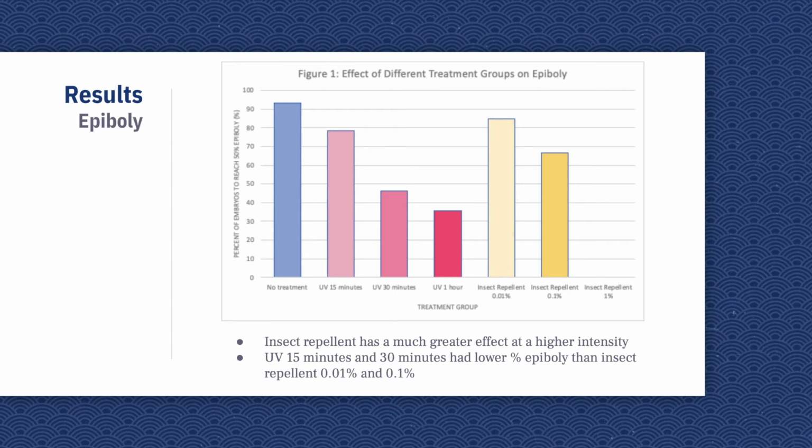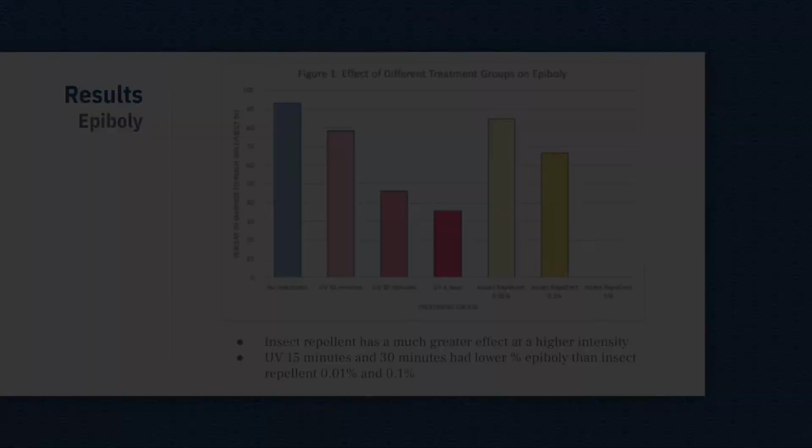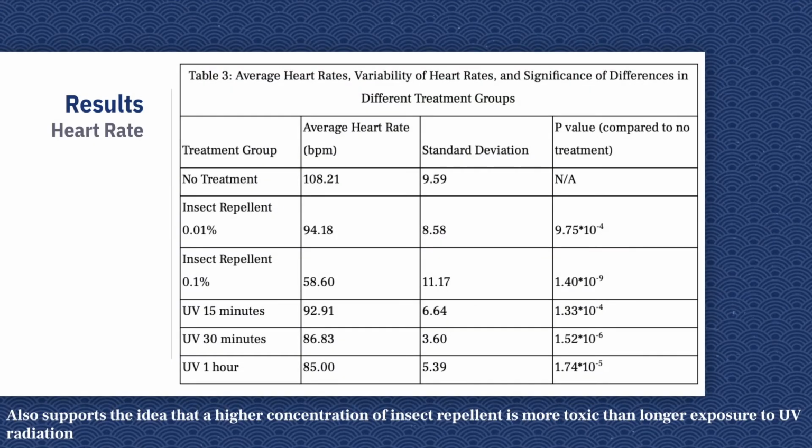Embryos at 0.01% and 0.1% insect repellent concentrations had consistently higher percentages of embryos to reach epiboly than UV treatments. Therefore, it can be concluded that insect repellent at a higher concentration has a greater effect on epiboly than UV radiation for a longer exposure time. This table shows the average heart rates of different treatment groups.